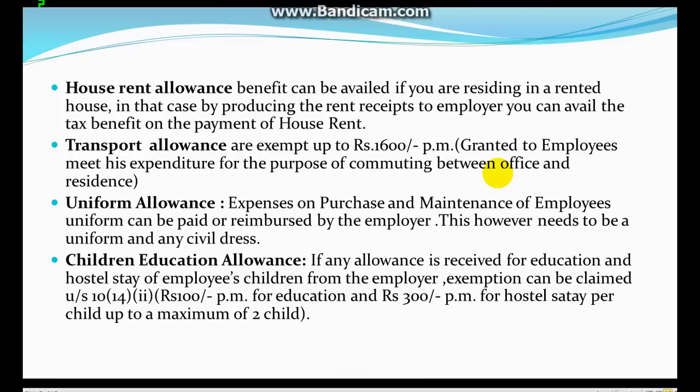Then move on to transport allowance, which is exempt up to rupees 1600 per month, granted to employees to meet their expenditure for the purpose of commuting between office and residence. So on 1600 rupees per month you are going to save your tax.